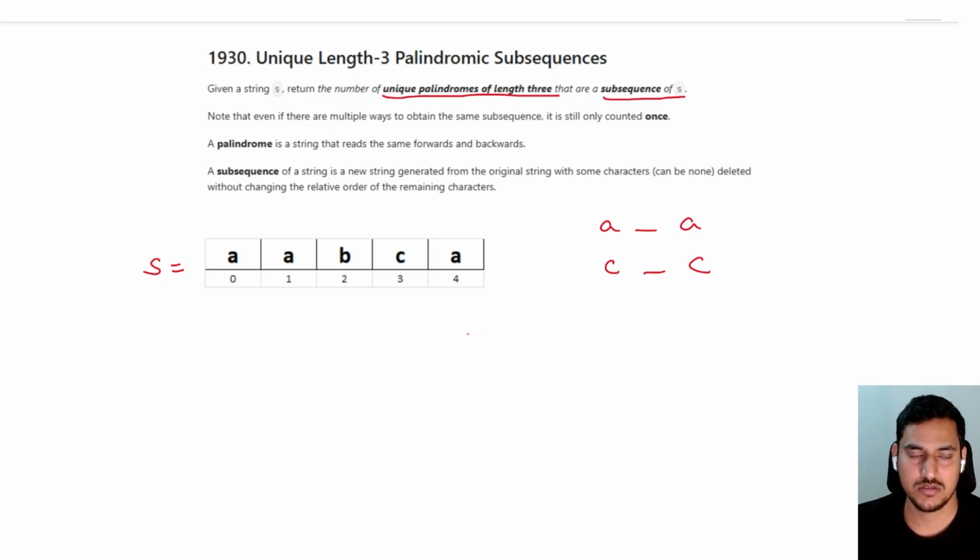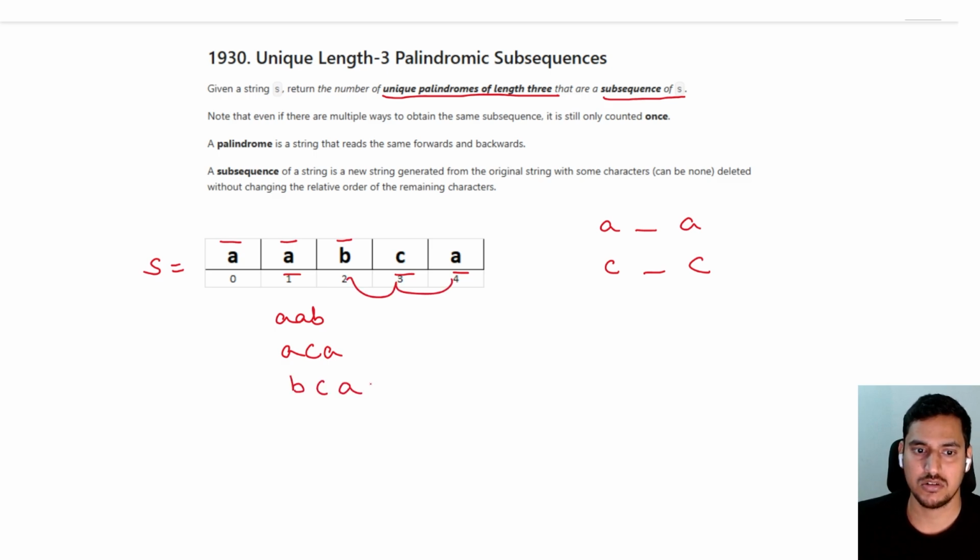Now by subsequence we mean it should be in the sequence only, like AAB is a subsequence, ACA that is also a subsequence, and so is BCA. It can be continuous or it can be discontinuous, but it has to be from left to right only.